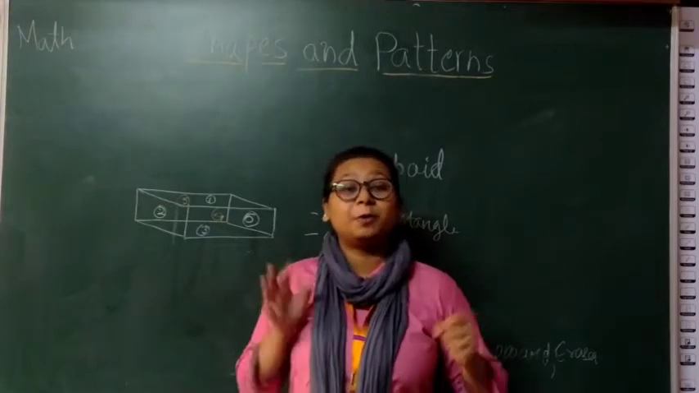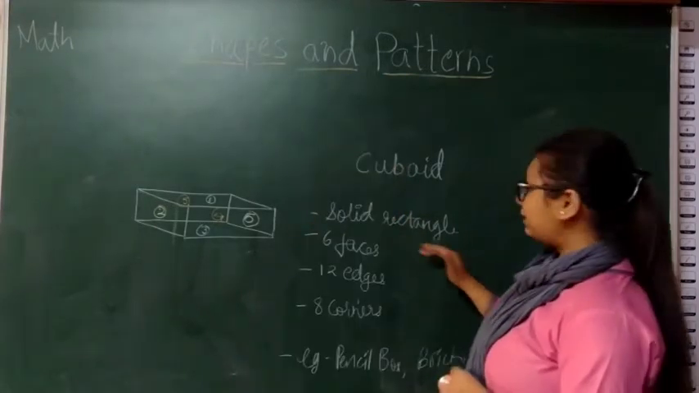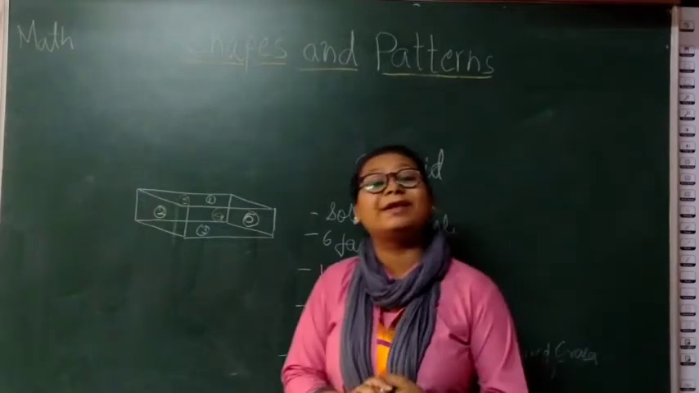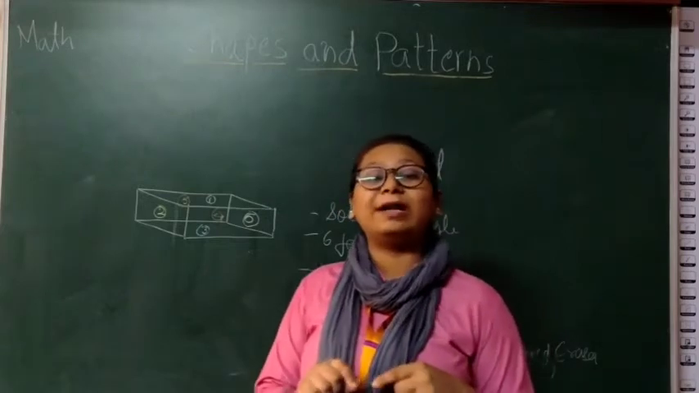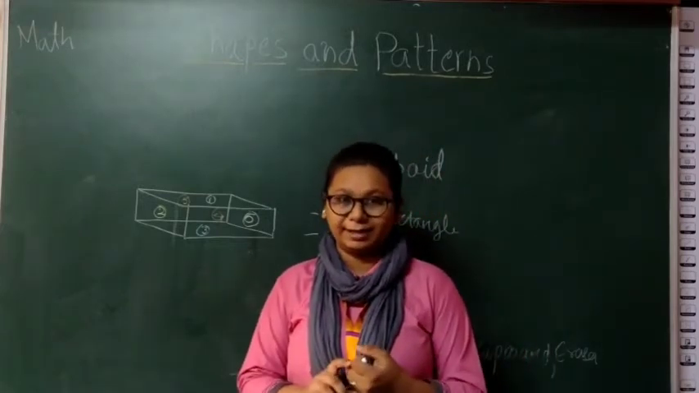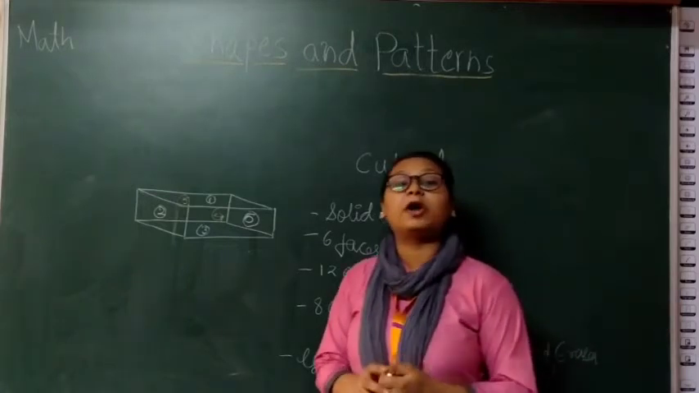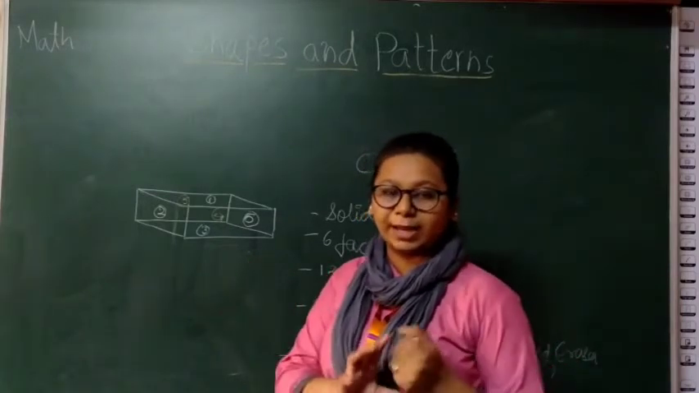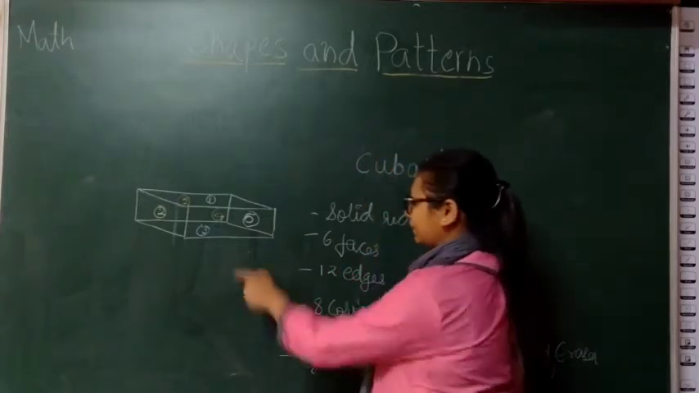Now students, a cuboid is the same as a cube, but it is rectangular. A cuboid is a solid rectangle. The cube was a solid square. The cuboid is a solid rectangle. Now, same like the cube, the cuboid also has 6 faces.